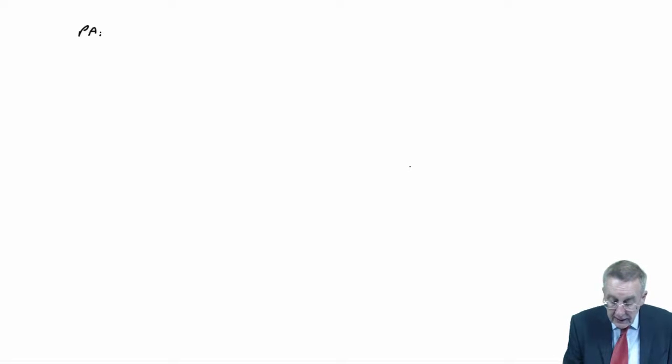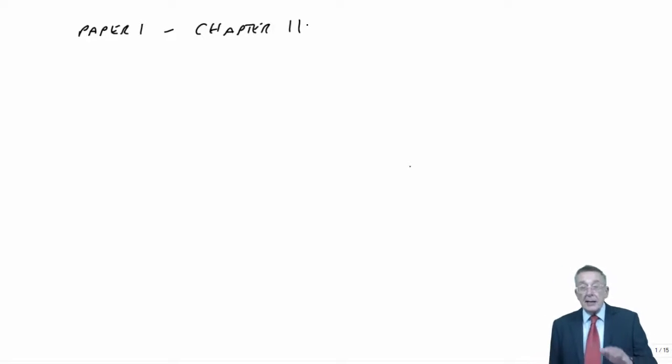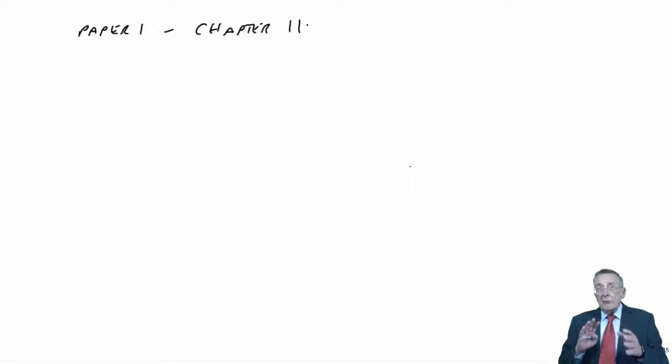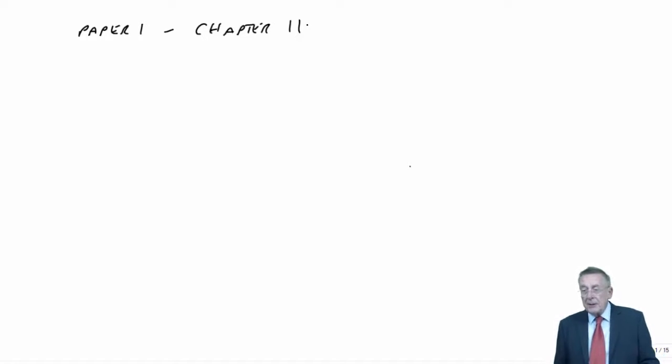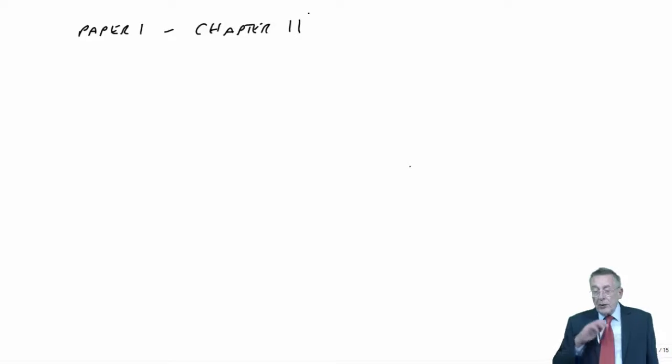Okay, we're going to look in this lecture at Chapter 11 of the Paper P1 notes. Paper P1, Chapter 11, which is headed up Risk and Uncertainty. And most of it, as you'll see, is decision making when there's risk and uncertainty. And I'll explain the difference between risk and uncertainty in a moment. But because most of it is decision making, let me explain what the problem is.